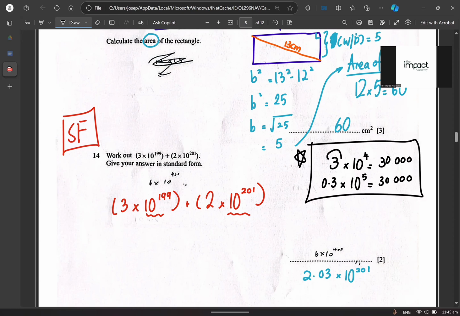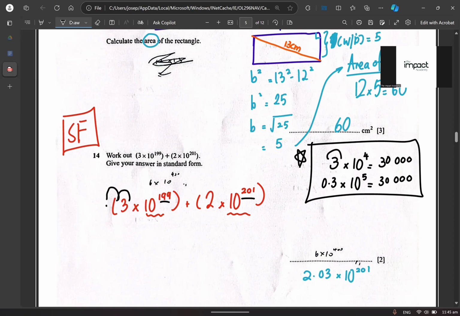Okay, bear this part in mind, because I am now going to ask myself, how do I make these two the same? I want to make 10 to the power of 199 and 10 to the power of 201 the same. True? So how do I do that? Very simple. Just move back how many times? 2 times. Why move back 2 times? Because 199 and 201, the difference is just 2. True or not? 199, 200, 201. So I move back 2 times.